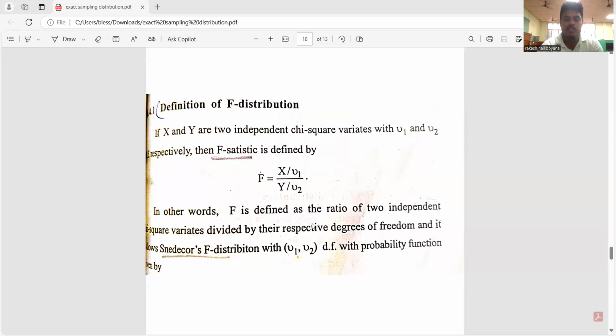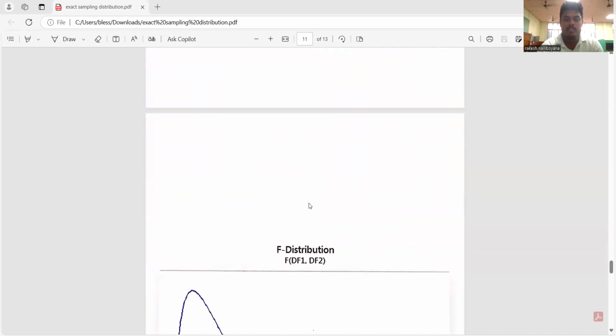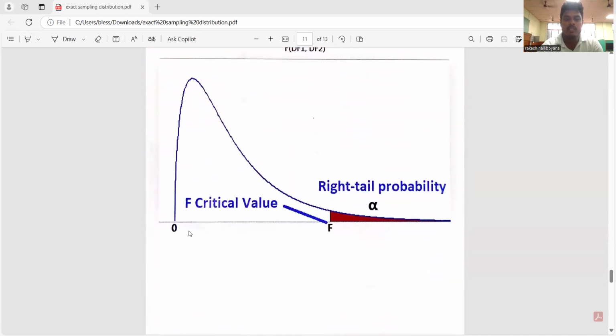The F distribution has a probability density function. The curve looks like this. The F distribution lies between 0 and infinity. See the graph here and identify the curve pattern. The curve starts from 0 and is stretched to the right side. This right tail probability is indicated with alpha, and the remaining region we call the F critical value region.